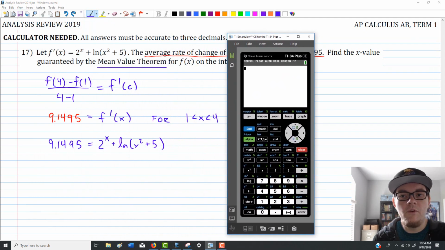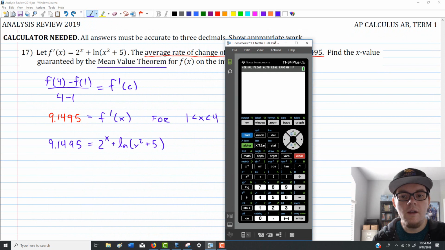Trusty calculator, with 4 days left of my license, so I may need to work on this a little bit. So in here we're going to graph two different functions. This is from the last video I made, I think. We're going to graph first 9.1495. And second, we'll graph 2 to the x plus the natural log of x squared plus 5. Okay, so from here, the other thing I'm going to do is, since we were looking for a value between 1 and 4, I'm going to narrow the window so that we're looking between 1 and 4. Let's see what we got.